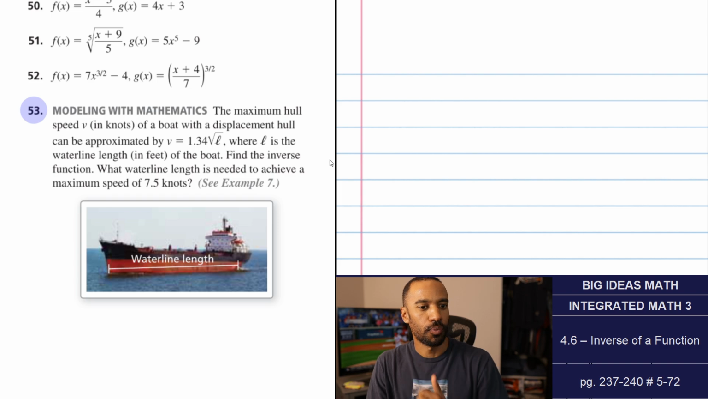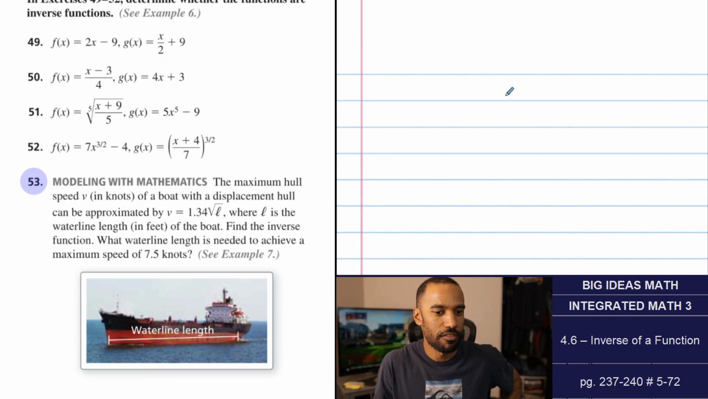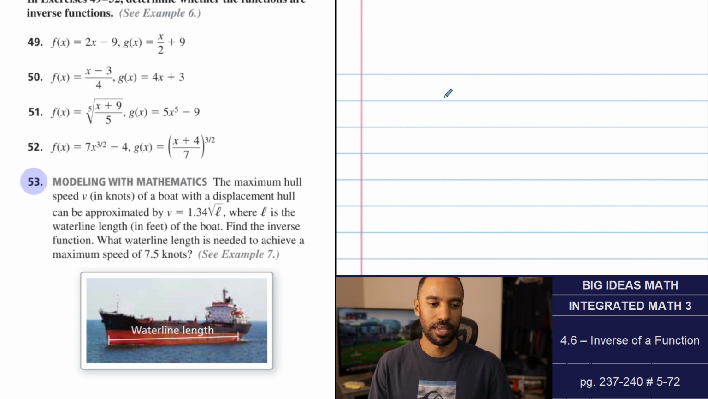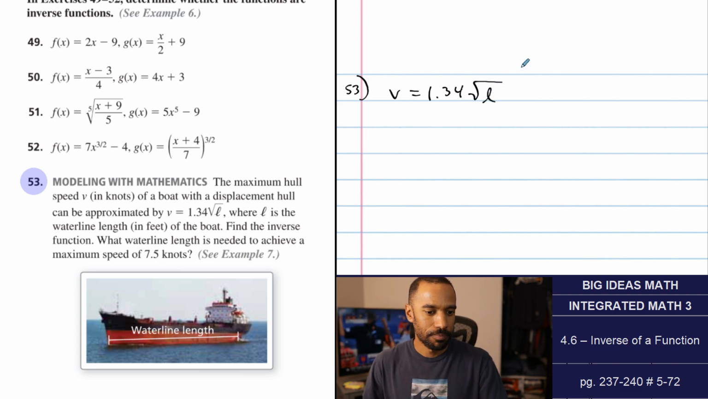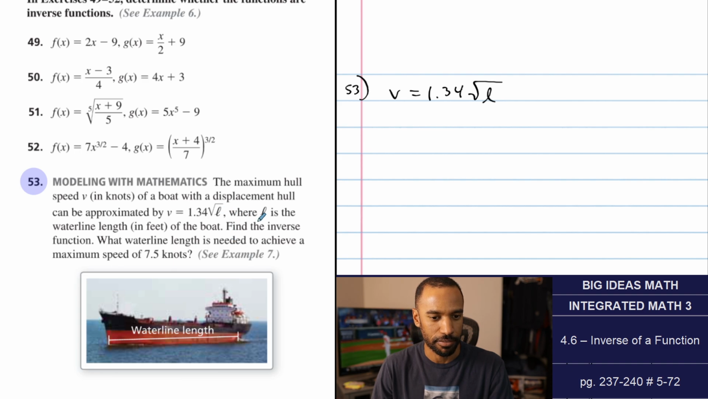All right, number 53, modeling with mathematics. The maximum hull speed in knots of a boat with a displacement hull can be approximated by V equals 1.34 times the square root of L, where L is the waterline length in feet of the boat. So the speed of the boat can be based off of how long that thing is. Find the inverse function. What waterline length is needed to achieve a maximum speed of 7.5 knots?